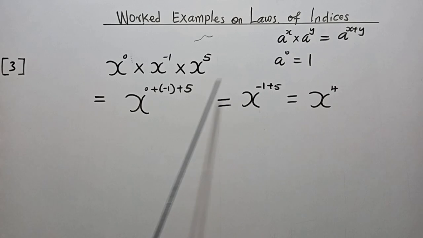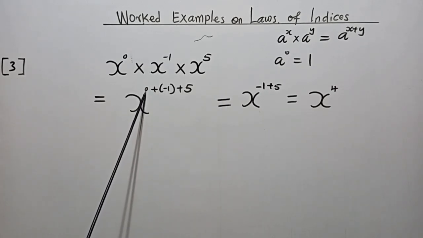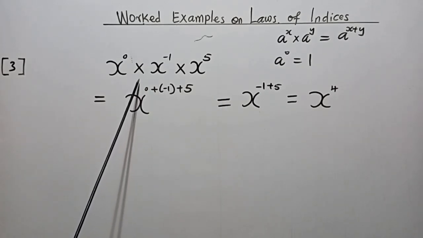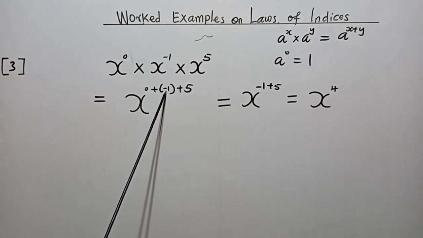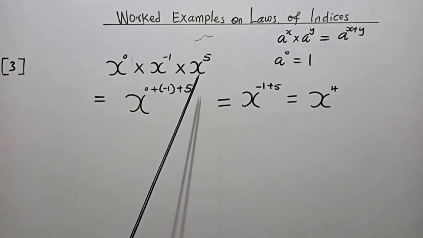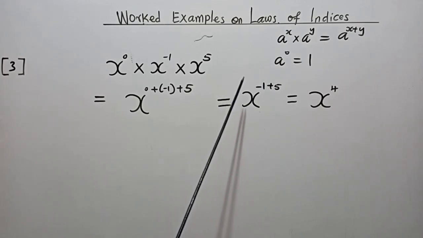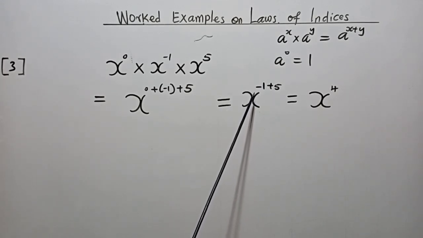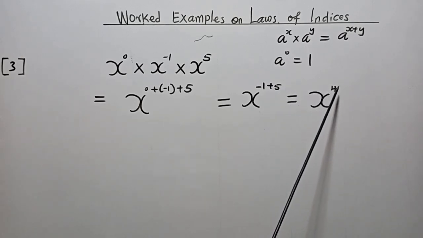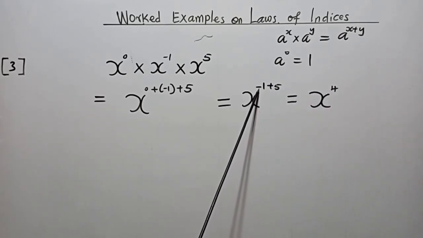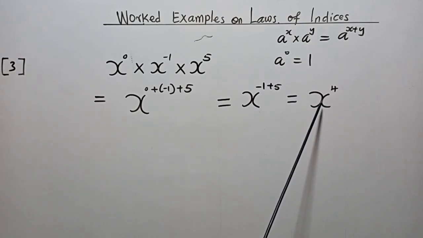That means there is nothing this 0 is doing here. It is not changing the value of this power. So it is only minus 1 and plus 5 that are going to determine the final power of the answer. Minus 1 plus 5, what is it going to be? It is going to be 4. Therefore, x to the power minus 1 plus 5 is equal to x to the power 4, and that is the answer.